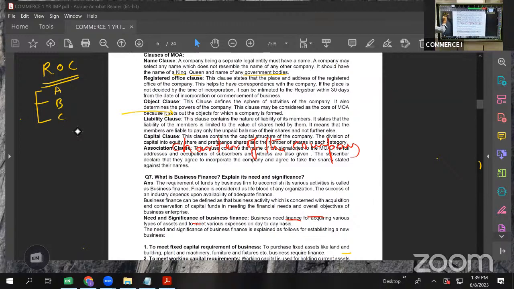Suppose I want to keep the name of my company as A. So I should give A first preference, and then again I should give B, and I should give C, 3 preference. Suppose I give A as my first preference, but there is already a company by the name A. So this will not be allotted to me. I'll be allowed B, like this. So at the time of submitting itself, it is advised or it is asked that we should submit 3 different names. Whichever is available, ROC will allot that name.